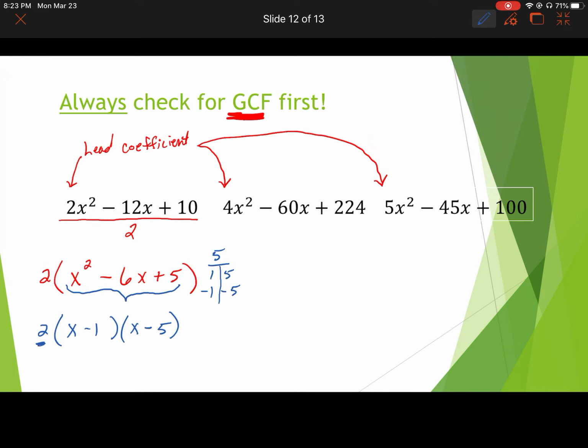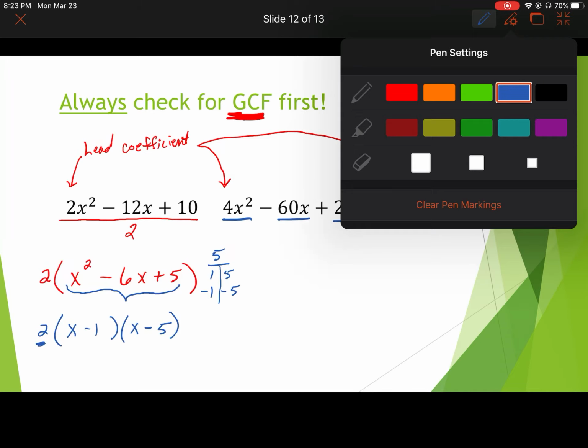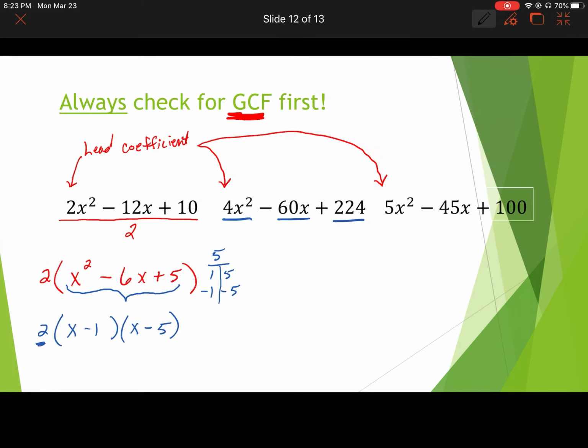All right, now for this middle one, numbers get a little bigger, but again, hopefully you notice we have a greatest common factor. Should probably change colors again. So in this case, our common factor is 4. So I'm going to write it outside. I'm going to divide all those terms by 4. So x squared minus 15x plus 56.